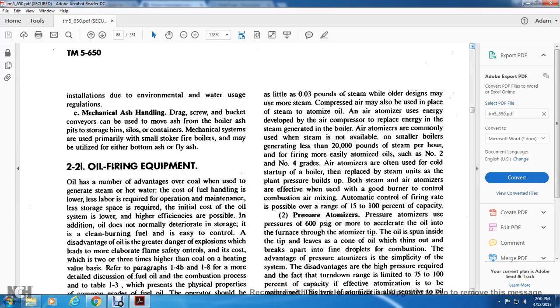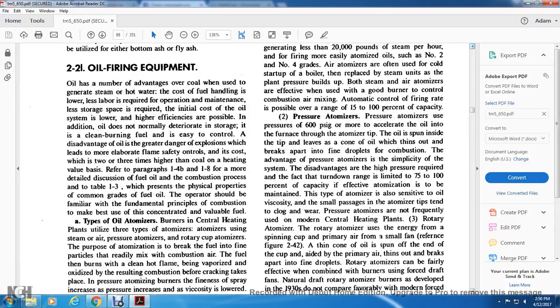Insulation due to environmental water usage in relation to mechanical ash handling. Drag, screw, and bucket conveyors can be used to move the ash from the boiler ash bins to storage bins, silos, or containers. Mechanical systems are used primarily on small stoker-fired boilers and may be utilized for either bottom ash or fly ash.